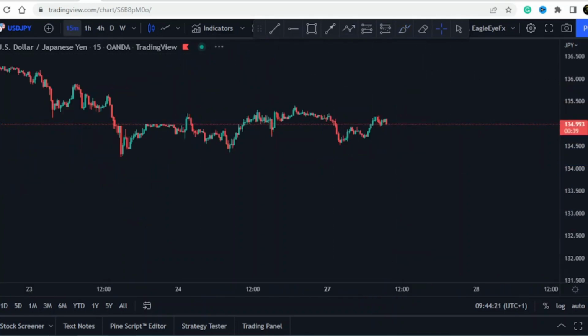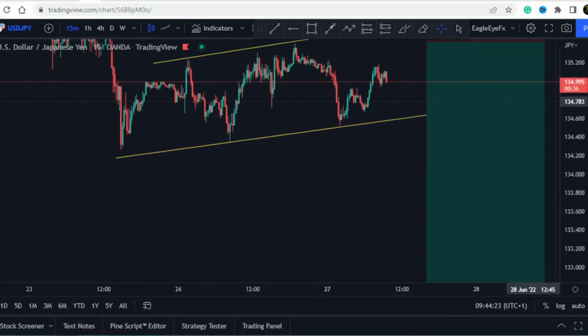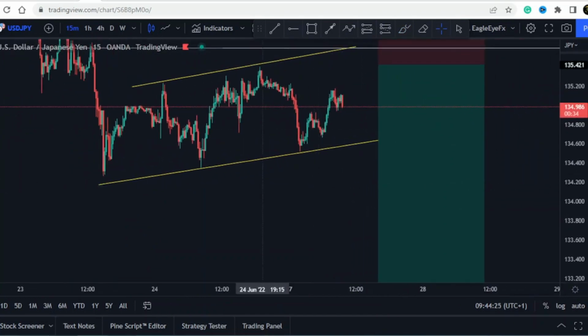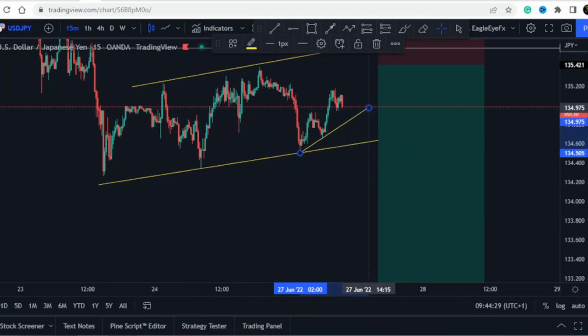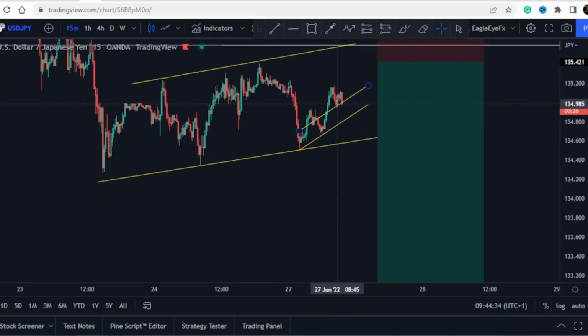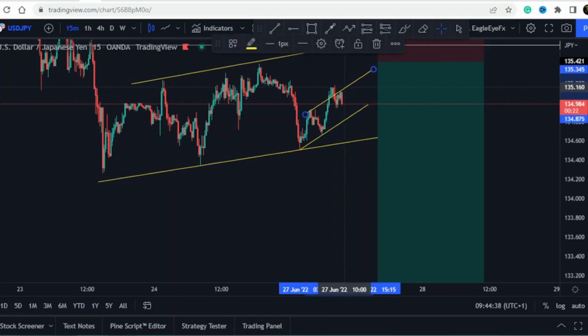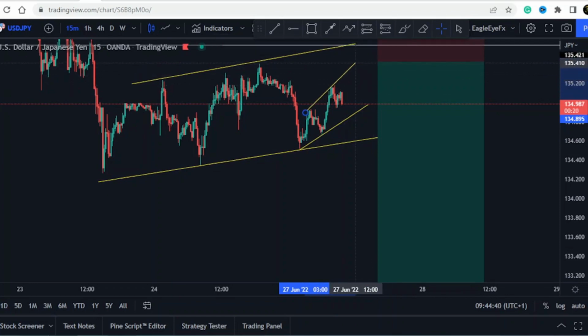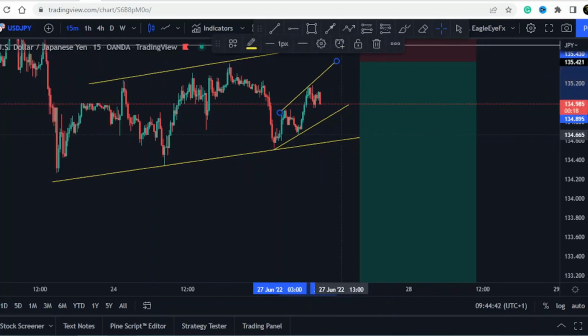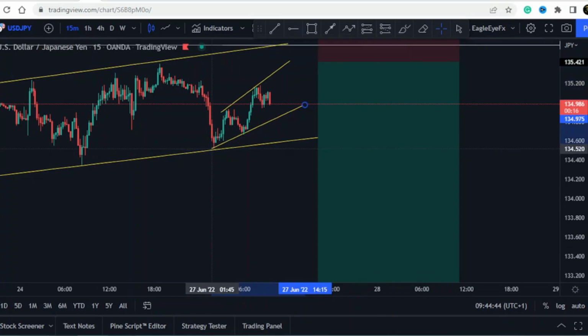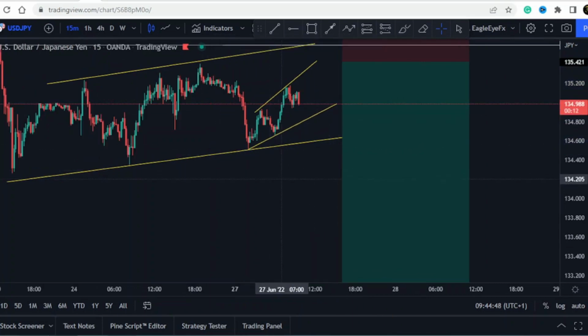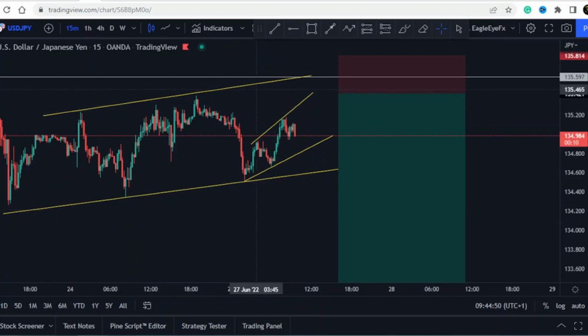So let's look at the 15 minutes time frame. You can see that from the 15 minutes time frame, this market is giving us a beautiful structure over here. All right, so let's just maybe draw this nicely. You can see that sort of like an expanding channel over there. Very interesting. Okay, so you have 1, 2 touches.